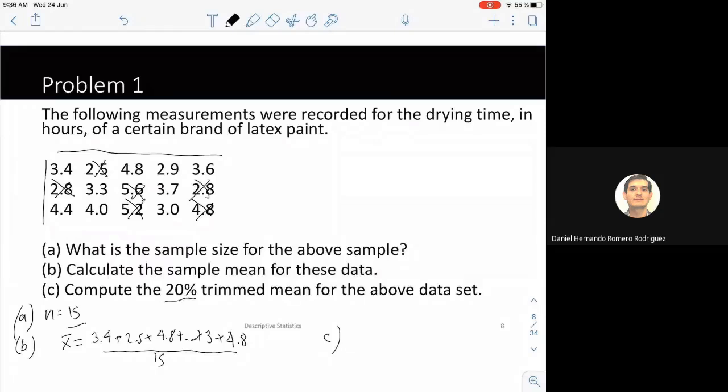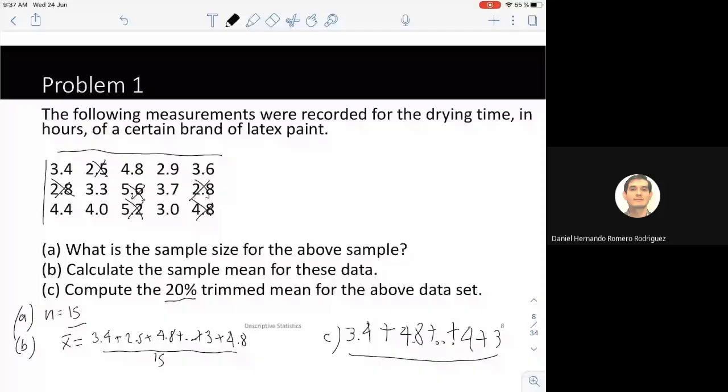Once we're done with this part, we just add the remaining observations. That will be 3.4 plus 4.8. We keep going until the last values of the table that were not removed. That will be 4 plus 3.